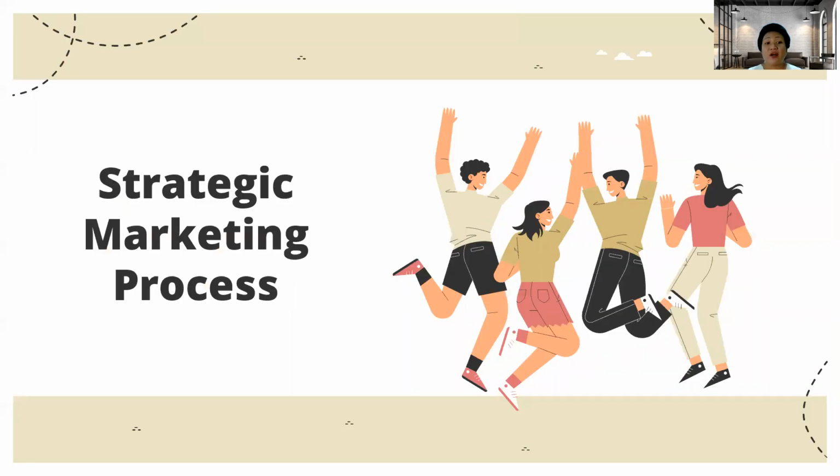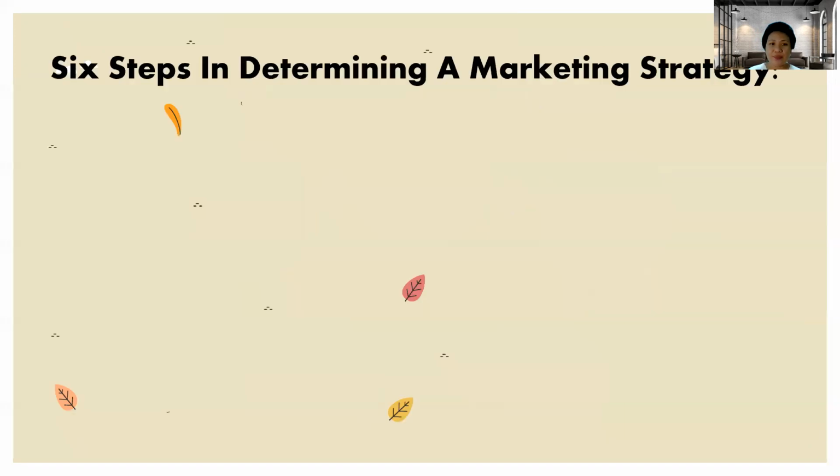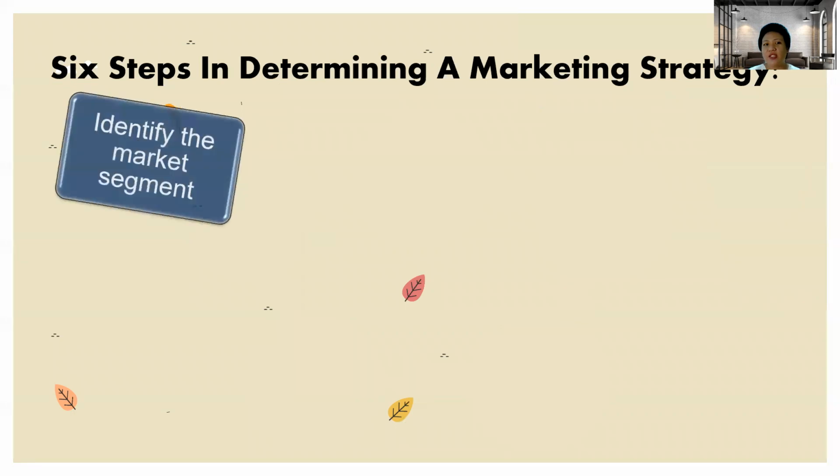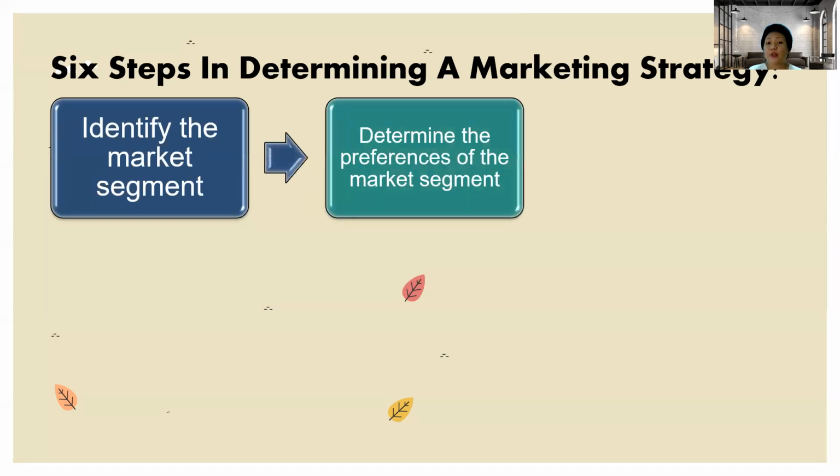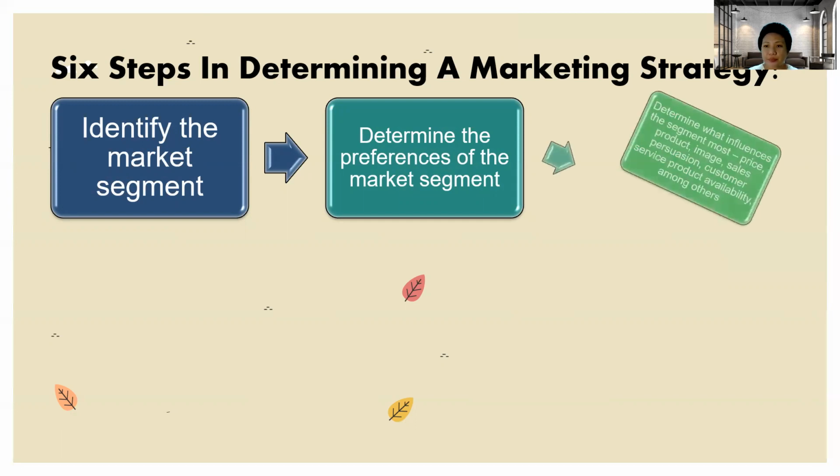Now, let's talk about the strategic marketing process. We have 6 steps in determining a marketing strategy. First, we need to identify the market segment. We need to group our market. Then determine the preferences of the market segment. Okay, what do they like? What kind of product are they going to avail?